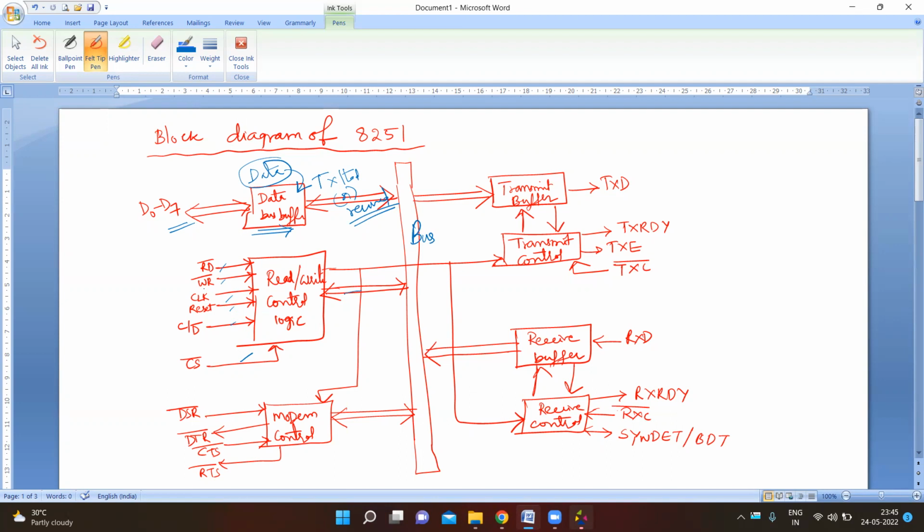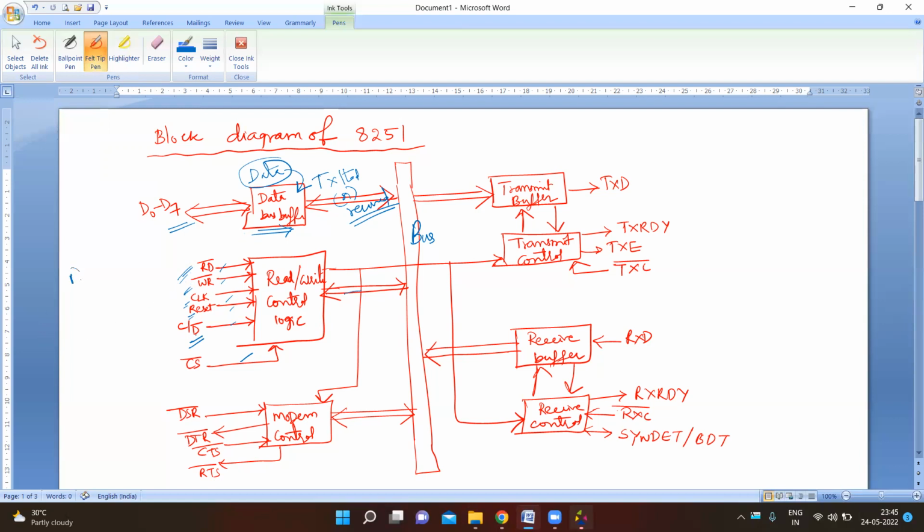I'll explain. This is the chip select line, and C by D bar is control and data, and the clock signal is required for internal operations. Reset signal is required. Read and write operations: read operations from the receiver and write operations onto the transmitter, which has to be transmitted through wires. So three buffer registers are here.